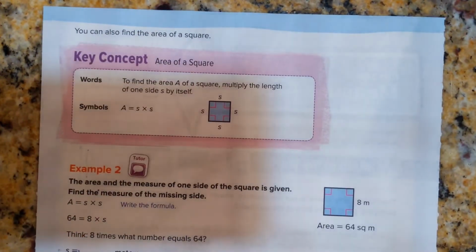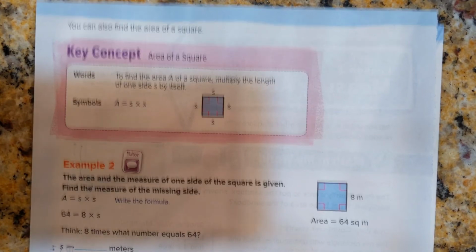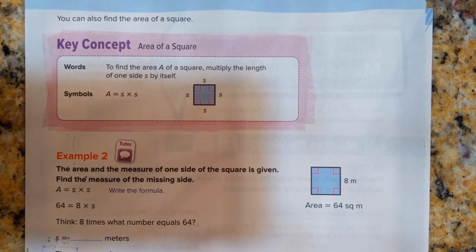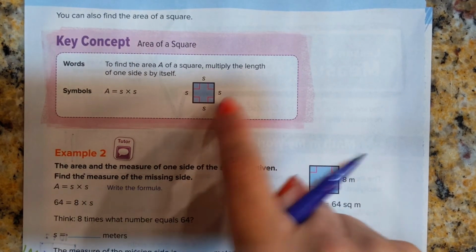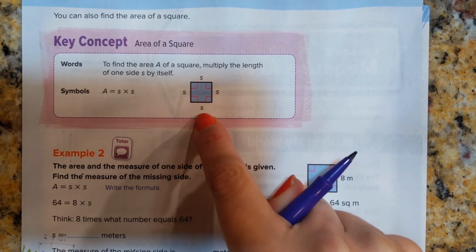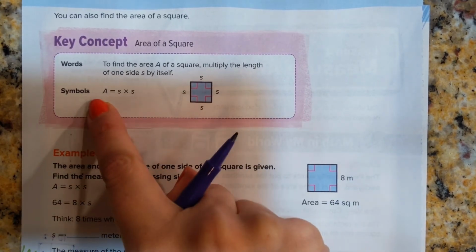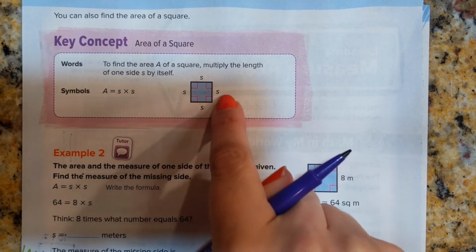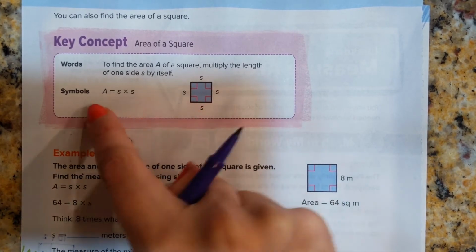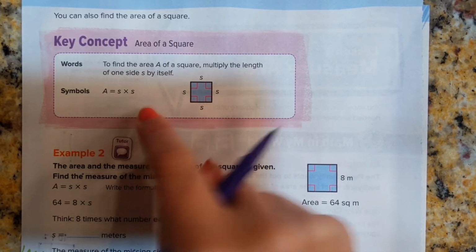Okay, so your target was I can find the area of rectangles and squares. So we talked about rectangles. Let's talk about squares. Squares, all 4 sides are the same, right? That's what a square means. So when we do length times width, it's just side times side because all the sides are the same. So the area is side times side.